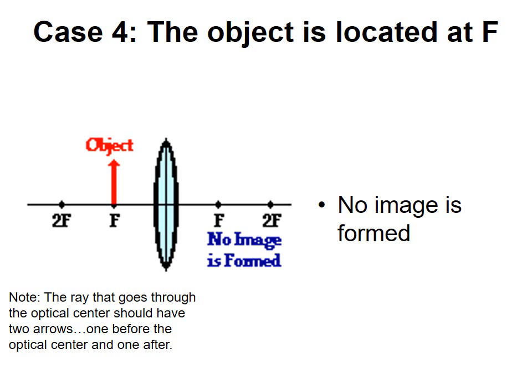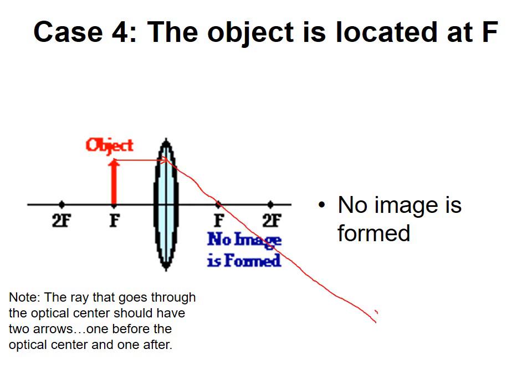Here we have the case where the object is located at the focal point, and just like we saw with converging mirrors or concave mirrors, there will not be an image formed here. So we can do our ray parallel to the principal axis. It goes through the focal point on the other side.